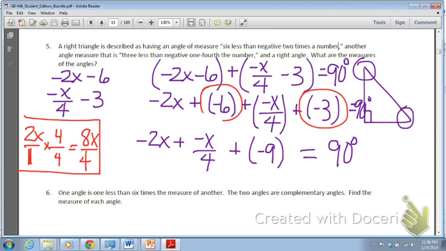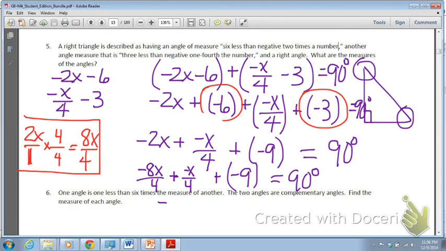So I'm going to change this negative 2x to, I'm just running out of room, to 8x over 4. So this is going to be negative 8x over 4 plus negative x over 4 plus negative 9 equals 90 degrees. I'm just going to keep going here. So negative, to combine these two fractions, now I have negative 9x over 4.